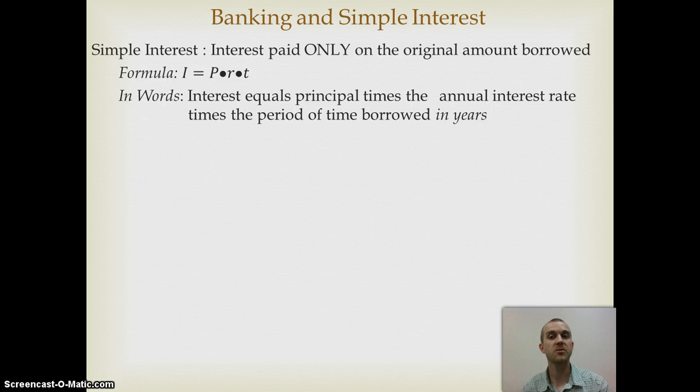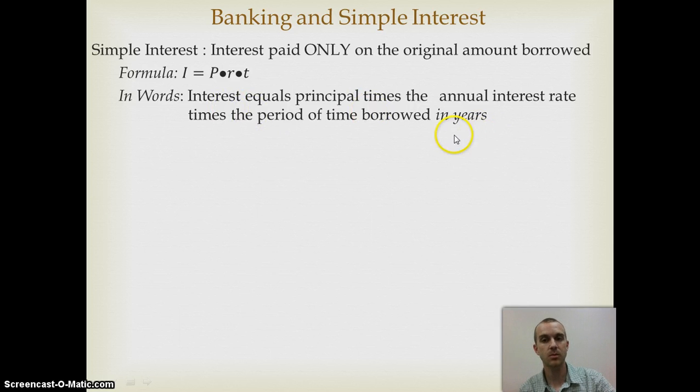In banking, we have different types of interest. One of those is simple interest, where you only pay interest on the original amount that you borrowed, which is called the principal. So the formula that we can use for this to find out how much interest we would pay is I equals PRT, and we're multiplying these three different variables together. So my total interest is going to equal my principal, the amount borrowed, times the annual interest rate, times the period of time in years that I borrow.